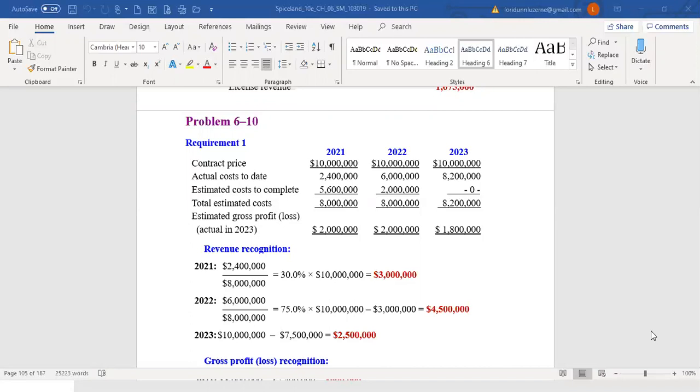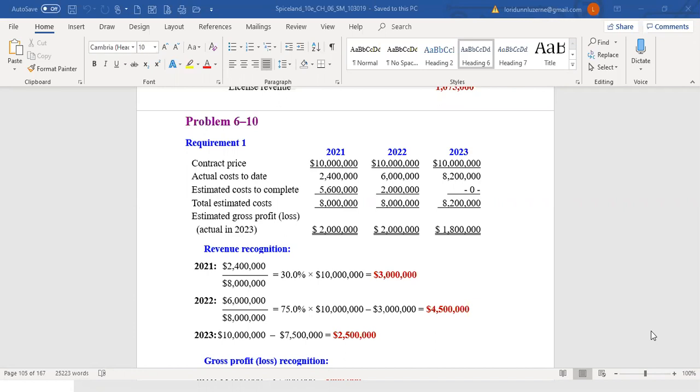So by the end of 2022, we should recognize 7.5 million, or 75% of the $10 million as revenue. We've already recognized 3 million of it last year. So this year's revenue to be recognized, 4.5 million, the difference.